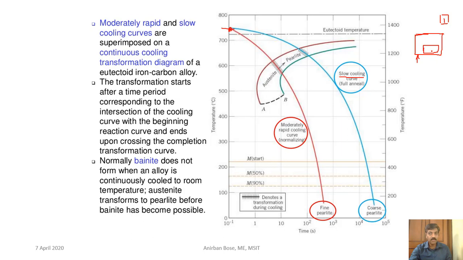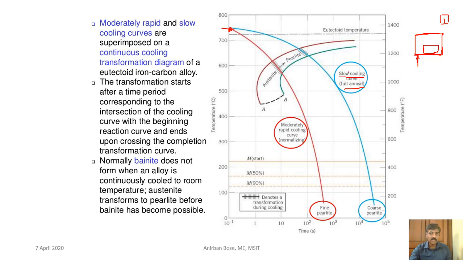You keep that sample within the furnace to cool. So definitely the cooling process will be very slow. In this way, if you cool, then the process is called furnace cooling. And by this furnace cooling, what will happen? The cooling rate that you are getting, that means from that 740 degrees centigrade to room temperature, it will take a long time. So it's a very slow cooling rate, and this process is called full annealing. This process is called full annealing process.